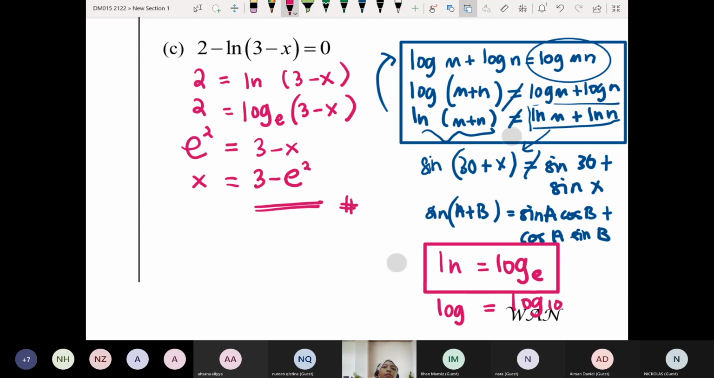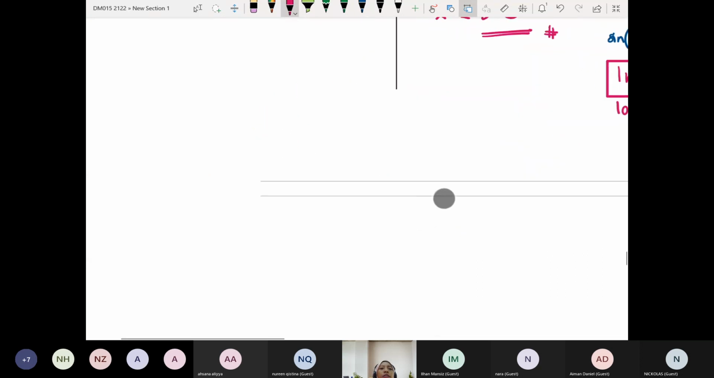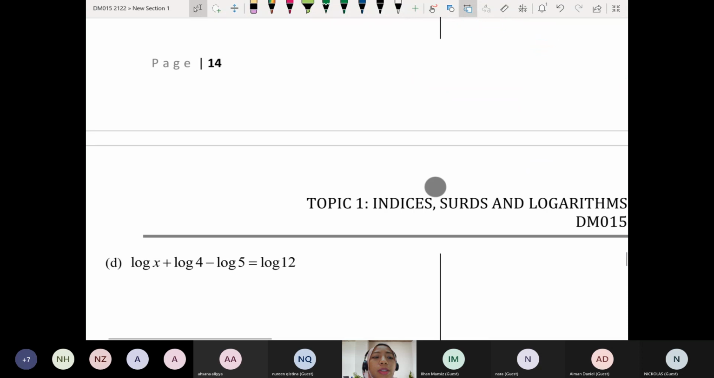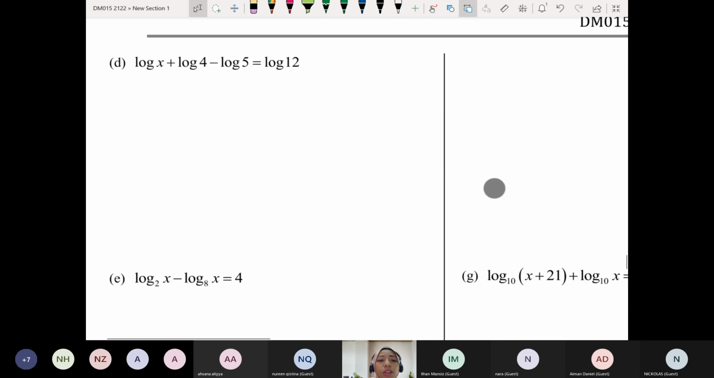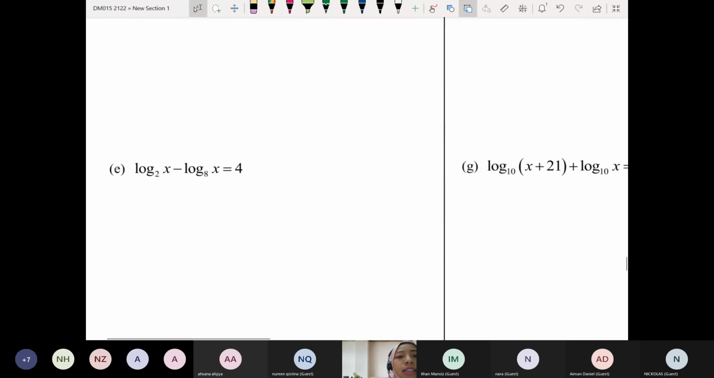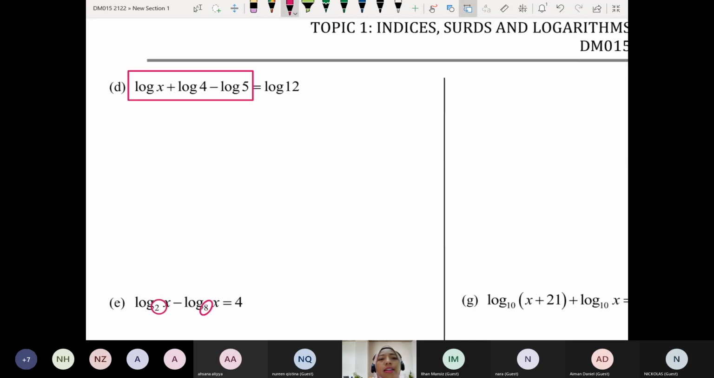Boleh ke selesaikan ini sendiri? Okay, nanti I petik je nama siapa-siapa, snap jawapan masuk dalam Telegram ya. Okay, sama juga macam D ni. Okay. D ni pun sama. E nanti E ni tricky sikit sebab dia adalah base dia tak sama. So you kena samakan dulu base dia. Yang ini tak ada masalah sebab semua base dia adalah base 10. So tak ada masalah lah.